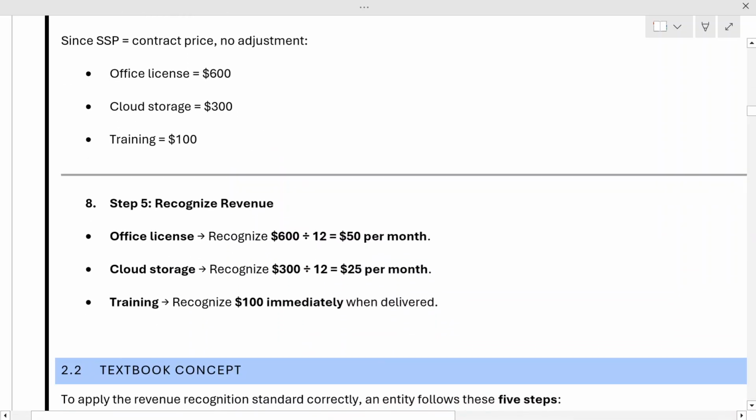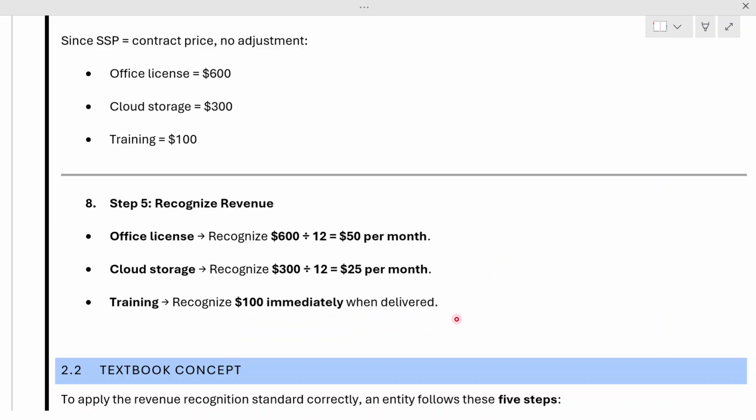Now, finally, we need to recognize the revenue. So, this license value which is for $600, this is given for a 12 month period. So, effectively $50 will be recognized each month. Similarly, the cloud storage for which $300 is charged, that is also for 12 months. So, $25 per month will be recognized, but the training is being provided immediately and the services have been completed for that training. So, that $100 will be recognized immediately when the services are delivered.